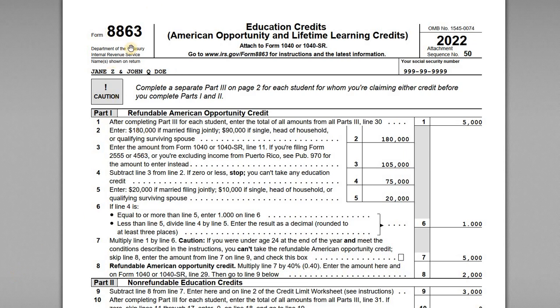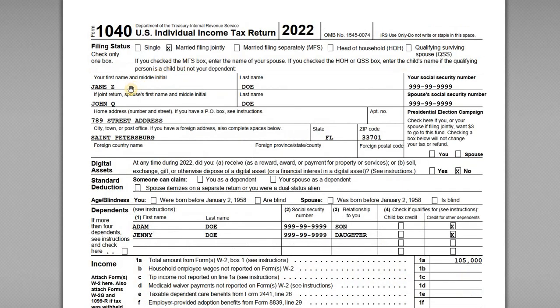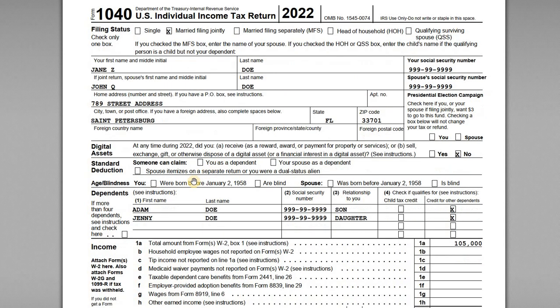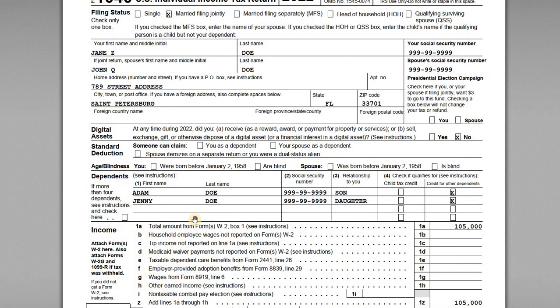So I do have the 8863 in front of us, which we'll go through, and it is part of the full 1040 for John and Jane Doe for the 2022 tax year. They're filing a joint return here, and they are claiming their children as dependents, right? So Adam and Jenny here, ages 18 and 19, are both dependents because they're full-time students.